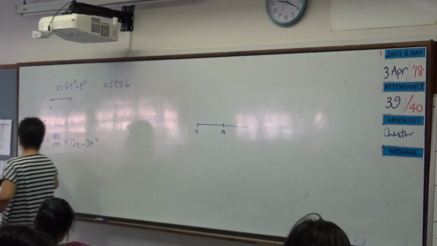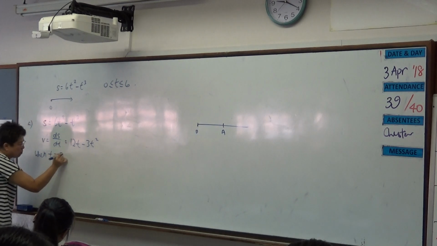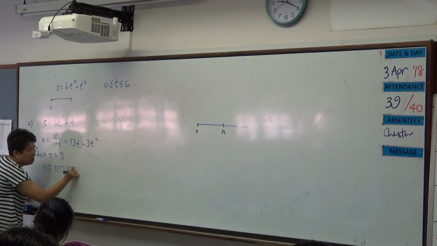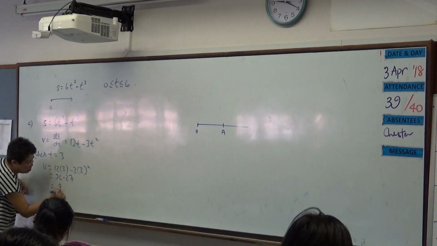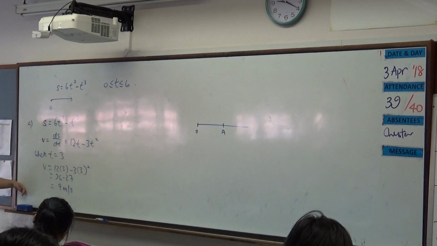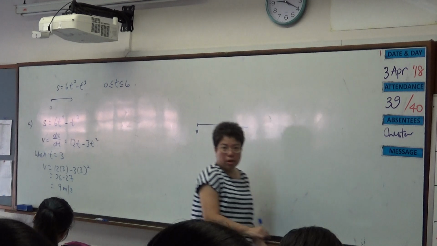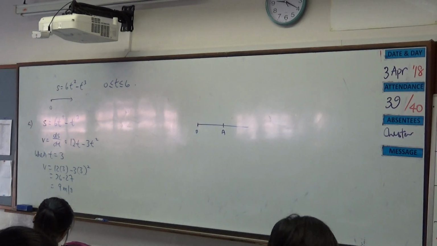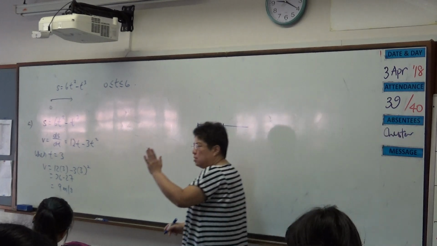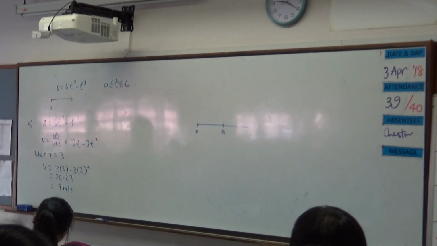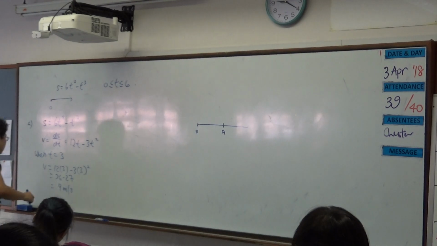So when t is 3, v is 12 times 3 minus 3 times 3 squared, so 36 minus 27, answer 9 meters per second. Must look carefully, it's meters and then seconds. Next, part 2: the distance of Q from O when the particle is instantaneously at rest again. Now, when it is instantaneously at rest, v is equal to 0. The speed is equal to 0.